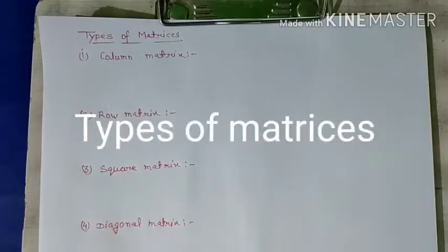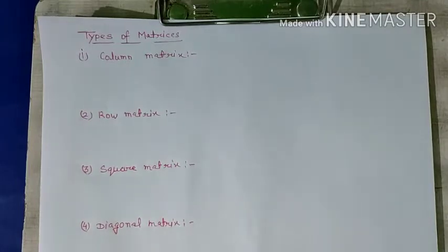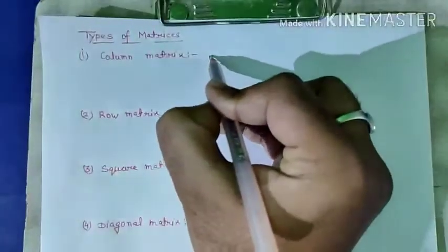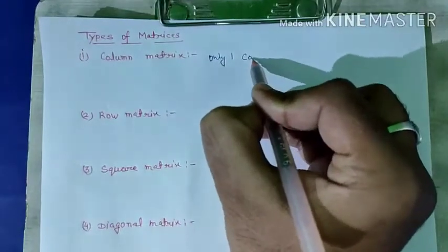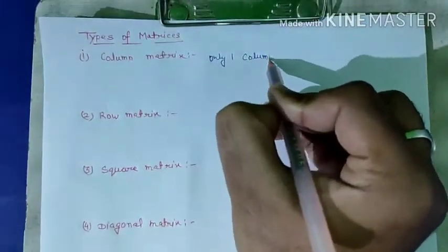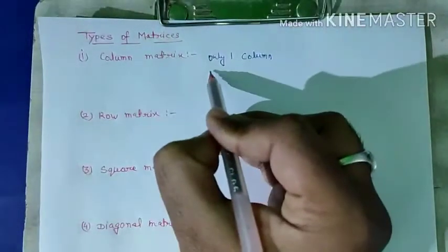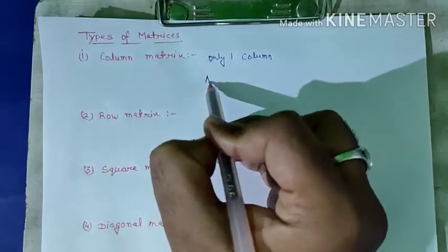Now we are studying types of matrices. There are many types of matrices which are very much required to understand. First of all, the column matrix. A column matrix is a matrix which has only one column. Just remember this thing.